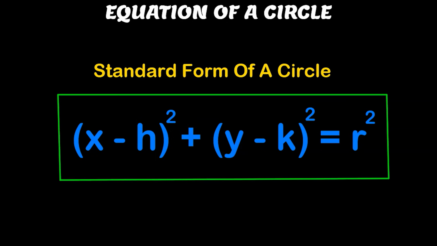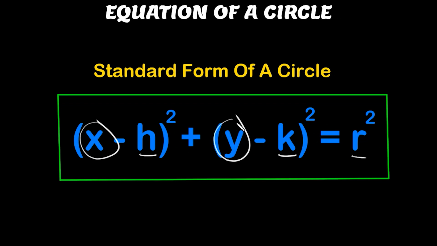Okay, so in this example here, we're going to be talking about how to find the equation of a circle in standard form. So what you're looking at right now is the template for a circle in standard form. You can see that you have (x minus h) squared plus (y minus k) squared equal to r squared. Now h and k, that is going to be the center of your circle, and r is the radius. x and y represent any point on the circle.